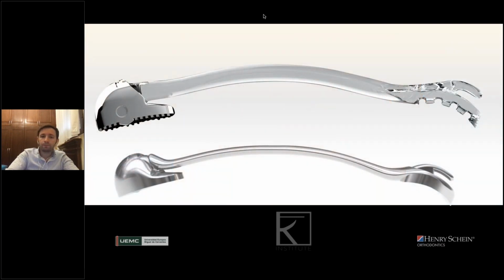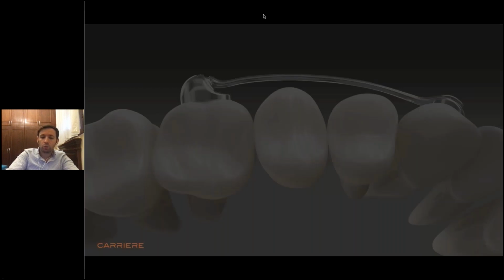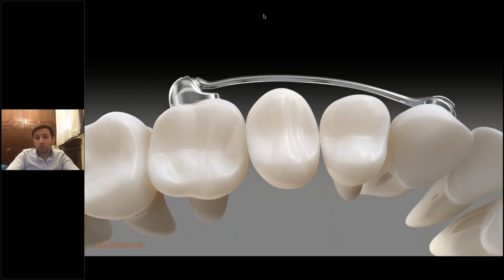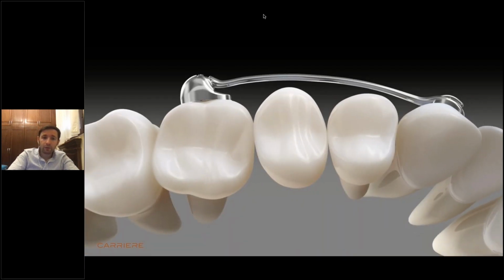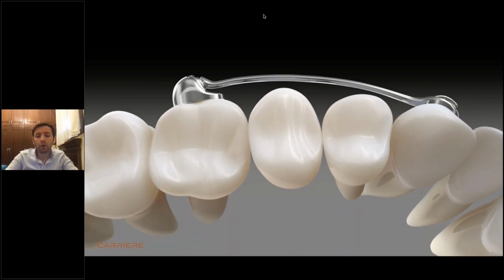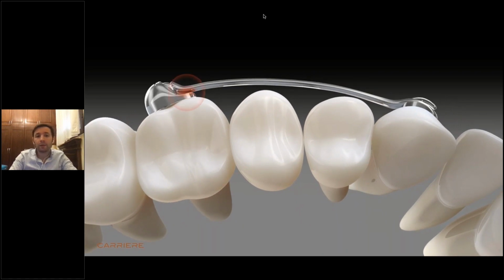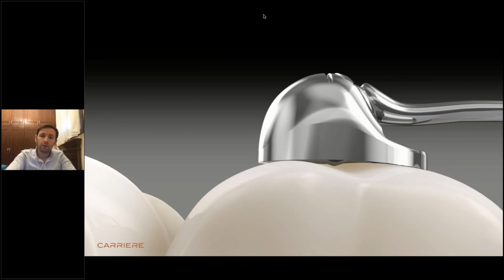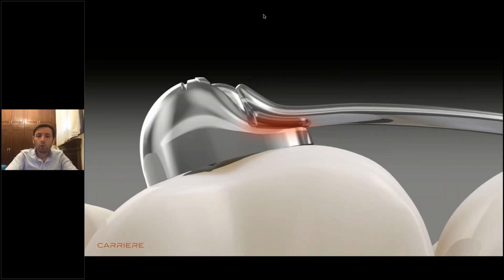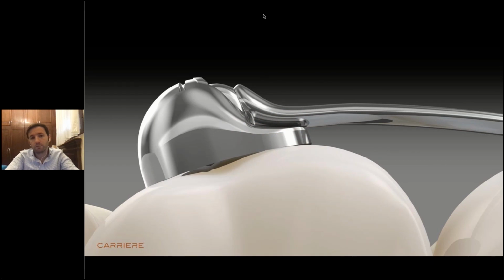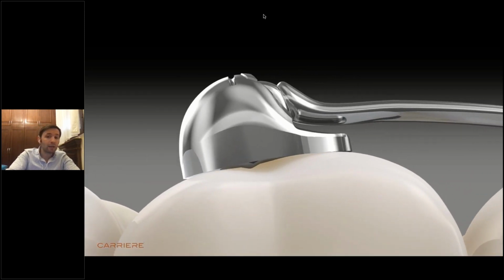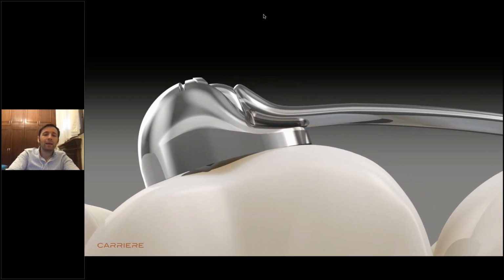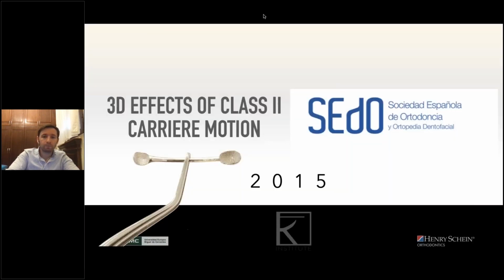And what do we do? This is what we do. We make a rotation of the first molar, we make a distalization of the canine and the first molar of the posterior area, and we correct the class 2. And also we invite the jaw to go to the front side. So look, this is the rotation, and we cannot over rotate because of that point. It's really easy to use, and it's a simple design which makes us correct it in the best way.